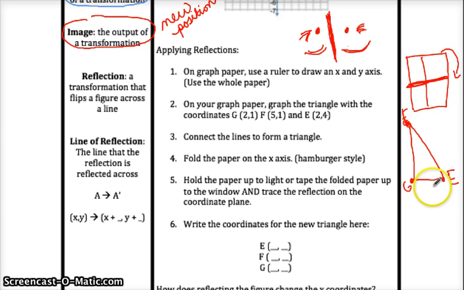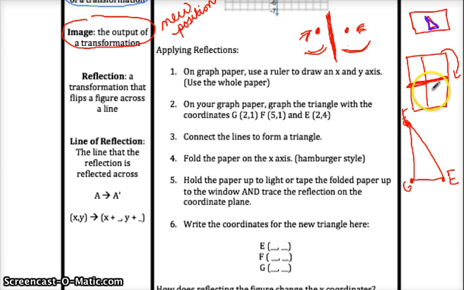Fold that paper down, and then take your piece of paper and hold it up to a light or a window or something so you can see through it. This is going to represent your folded piece of paper. You are going to see your triangle through the light, like this. Take a pencil or some sort of marker and trace the triangle so that you can see the reflection. Pretend this is my paper being held up to the light, and you're just going to draw over that same reflection.